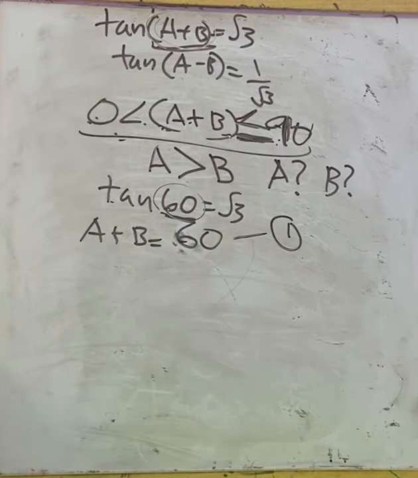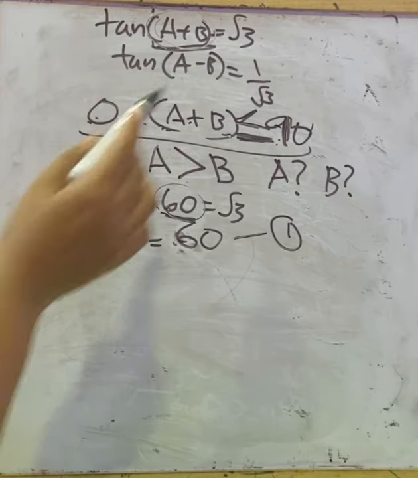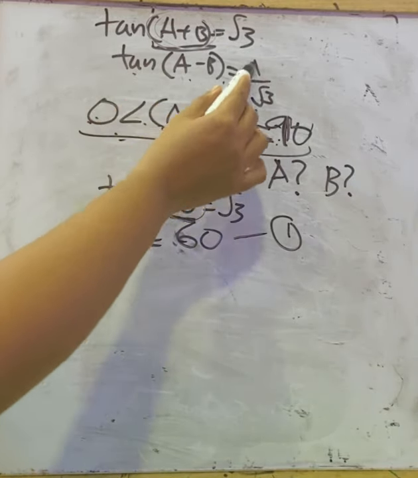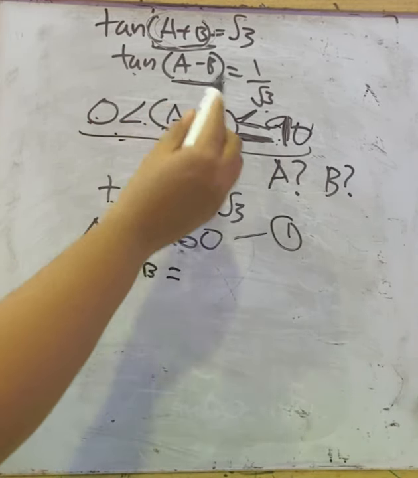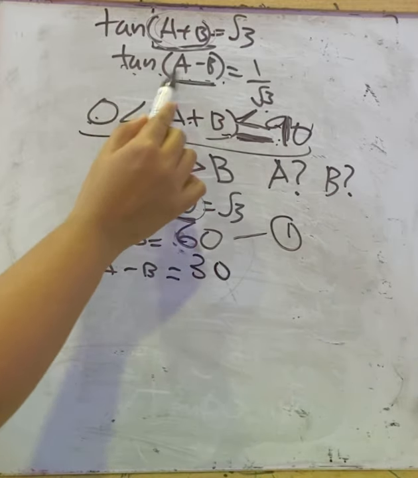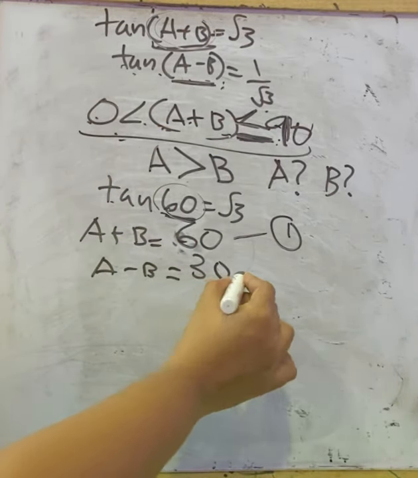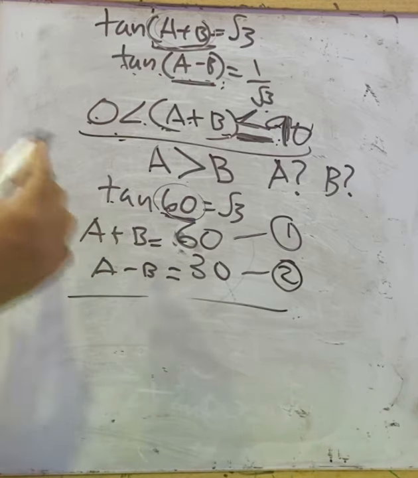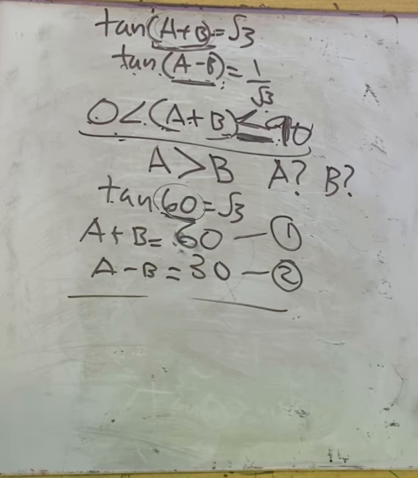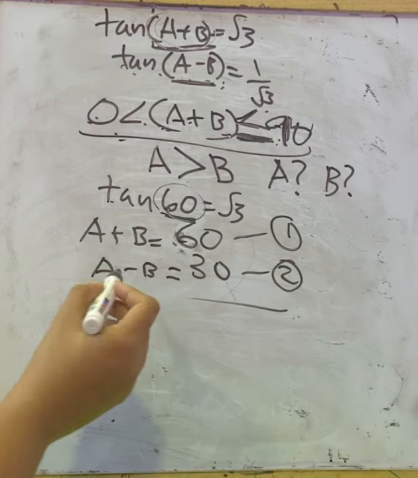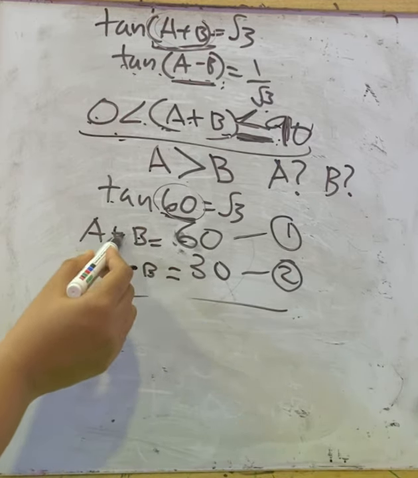Next one, tan of A minus B equal to 1 by root 3. In the ratio table, tan 30 is 1 by root 3. Tan 30 is 1 by root 3 means A minus B will be equal to 30. So this is the second equation. Now we have two equations. To find the value of A and B, we have to solve it. We already learned in the previous classes so many methods to solve equations. Now I am using the elimination method. Here we have same values with opposite signs.